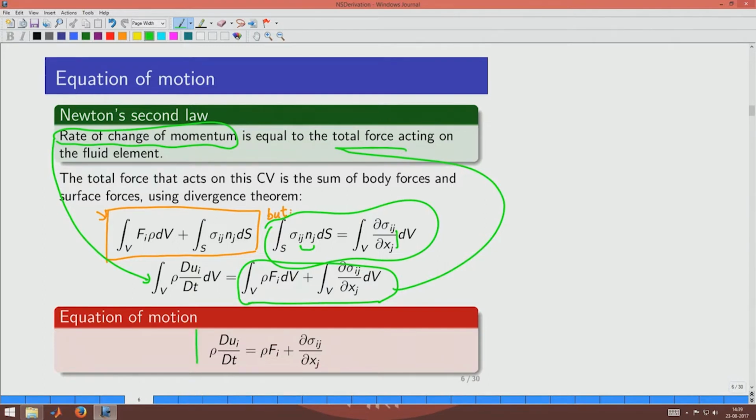So, we have written that the equation of motion can now be written without the integrations, which means that this is now valid at every location in the domain. Whichever domain you choose, at every location this particular part is true.